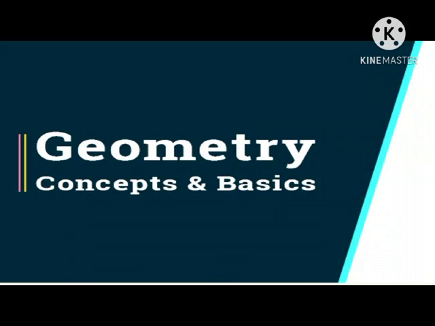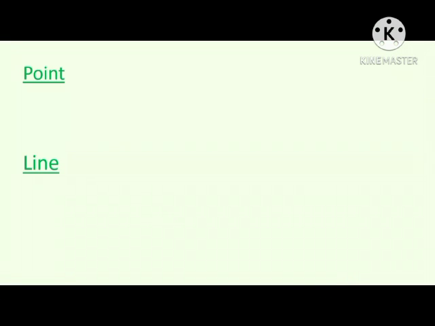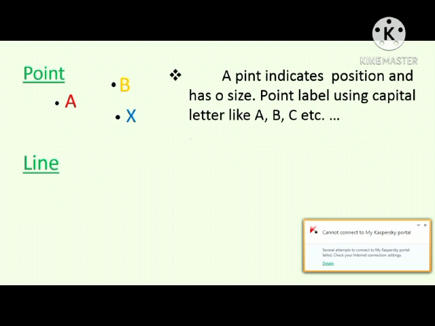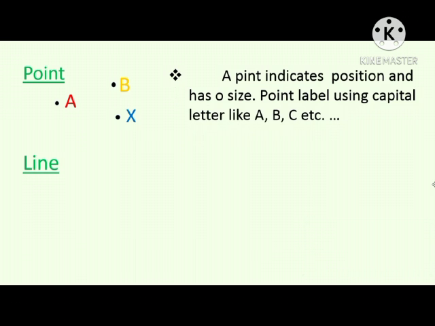Let's learn the topic geometry. First one, point. Point A, point B, point X. A point indicates position and has zero size. A point is labeled using a capital letter like A, B, C, etc.